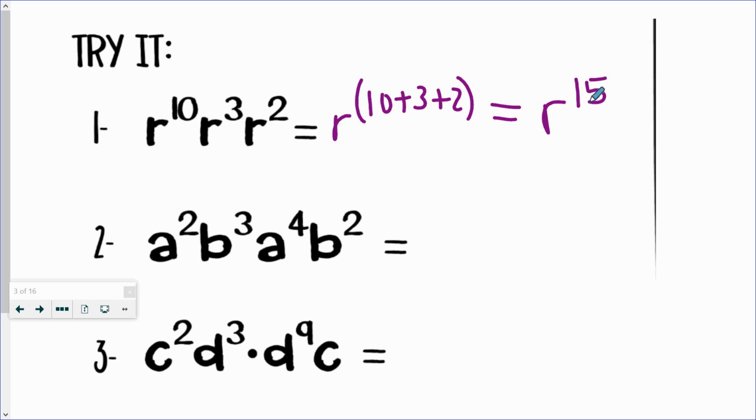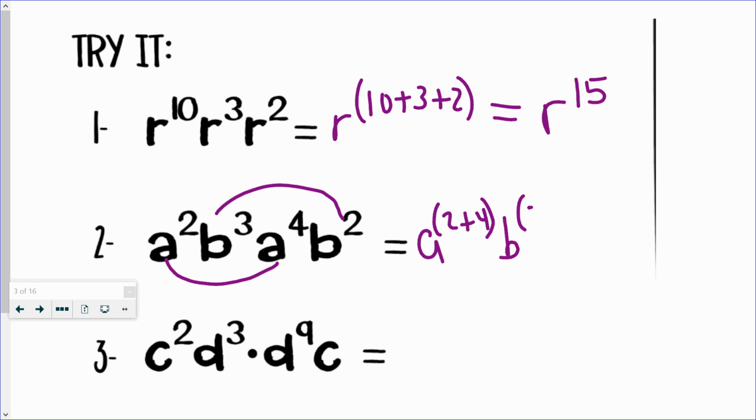For problem 2, a to the 2nd, b to the 3rd, a to the 4th, b to the 2nd. So I would add the a's together and I would add the b's together. So I would get a to the 2 plus 4 and b to the 3 plus 2. So my final answer is a to the 6th, b to the 5th.